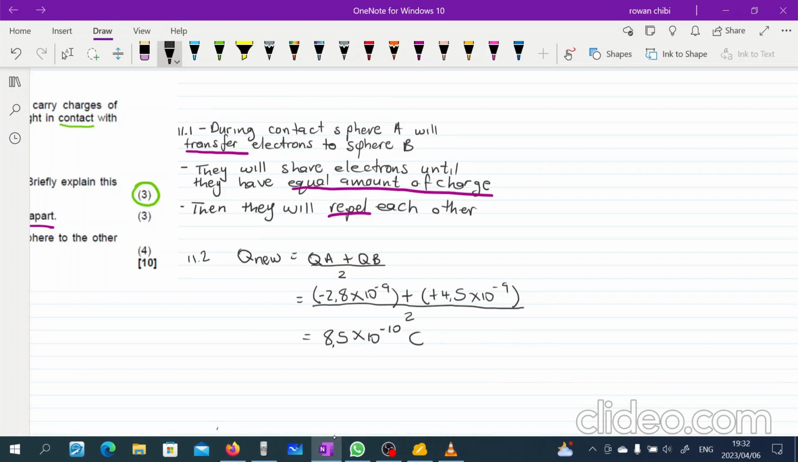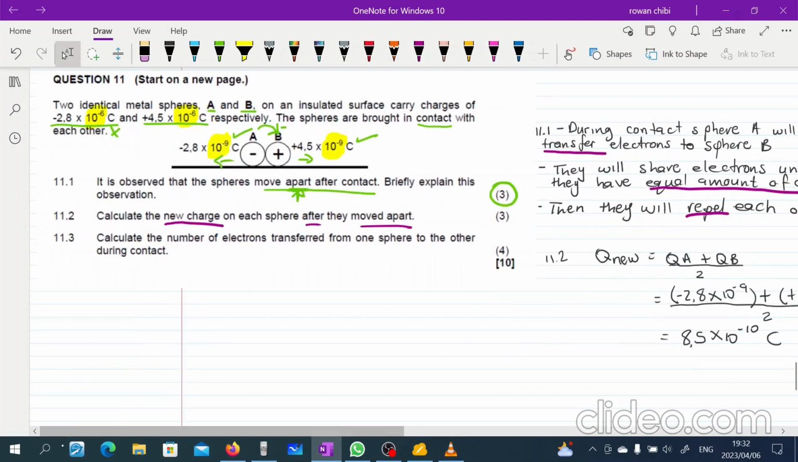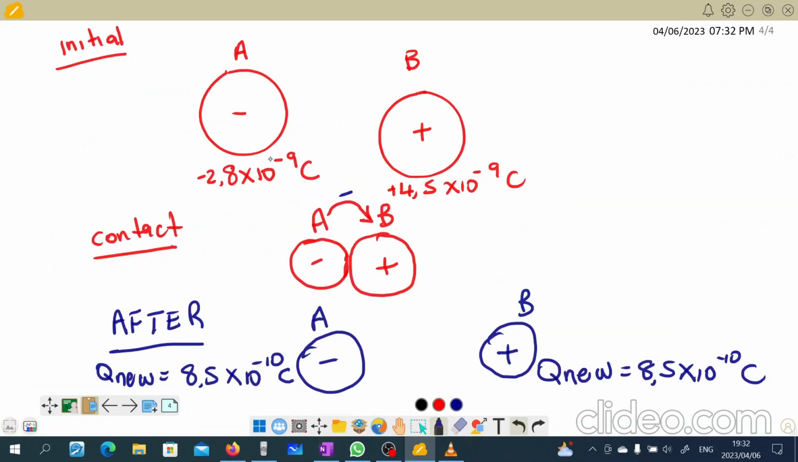Now let's look at the following question, and the last question is 11.3. Calculate the number of electrons transferred from one sphere to the other during contact. So which sphere is transferring electrons here? It is the negative one, which is sphere A.